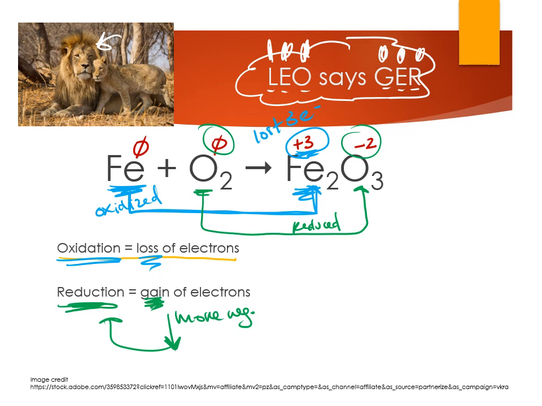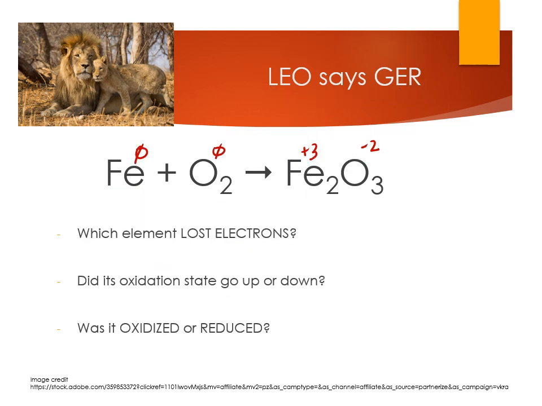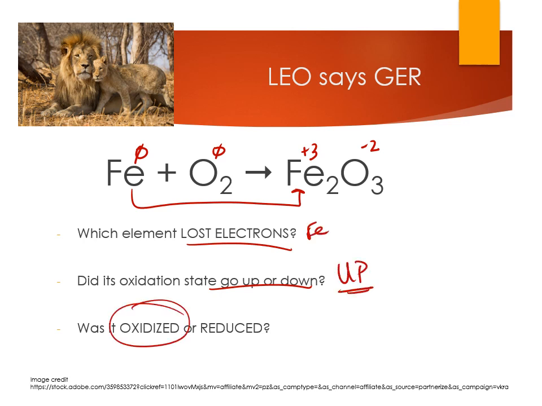Let's do some more practice. So again, which element lost electrons? Iron lost electrons. Did its oxidation state go up or down? The oxidation state went up. Was it oxidized or reduced? Iron was oxidized.